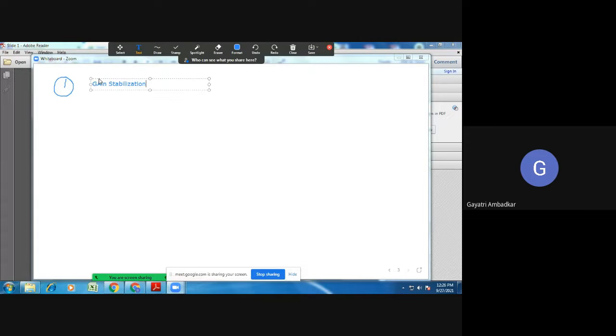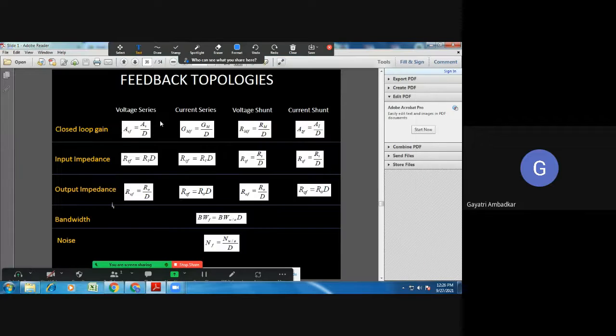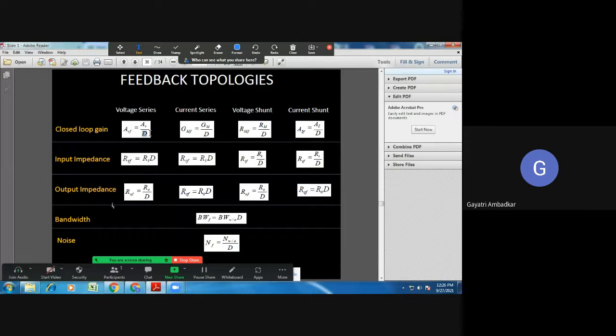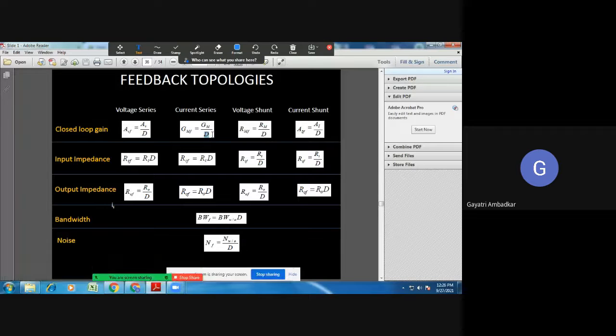So let's derive the expression for this, and then we will come back on this because you need to understand here what is D. At the end, I will be telling you about this desensitivity factor, sensitivity, desensitivity, and then we will understand what is this D and S, what you can see on the PPT.